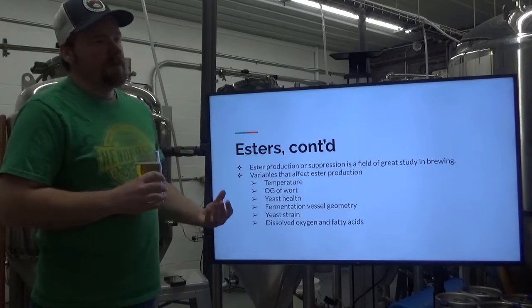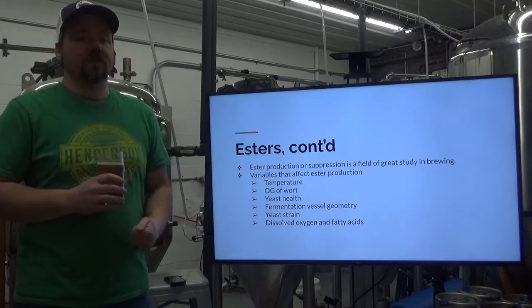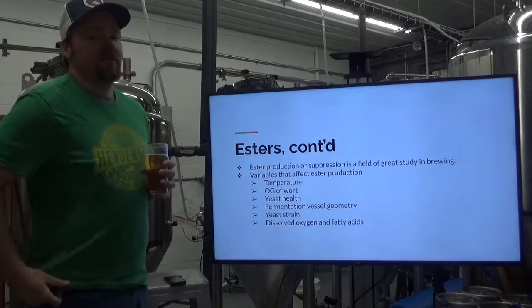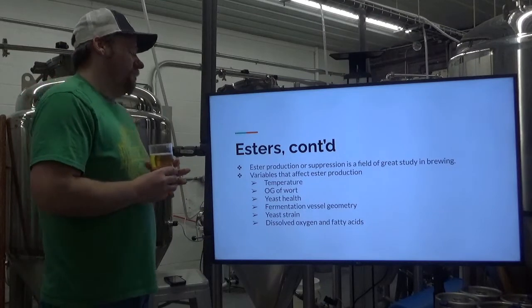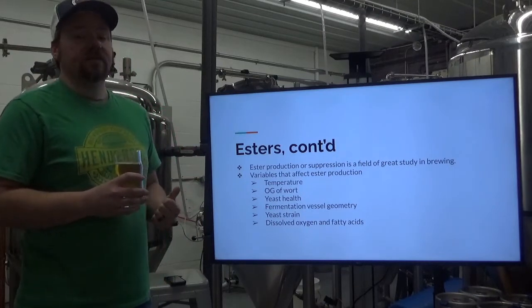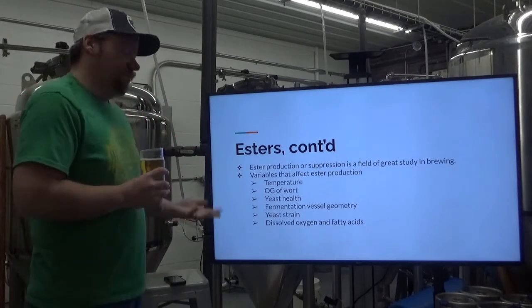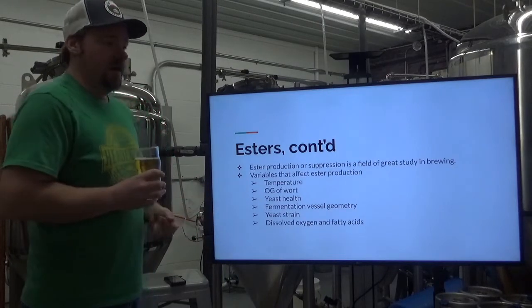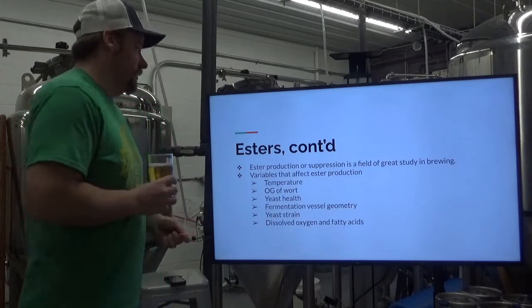Ester production or suppression is a field of study in the brewery world, and a field of study that has a lot of money thrown at it. There are many variables that can affect ester production. Temperature is a very important one, and one that we can control significantly, one that should be controlled significantly.